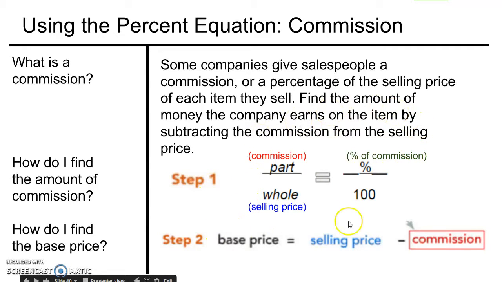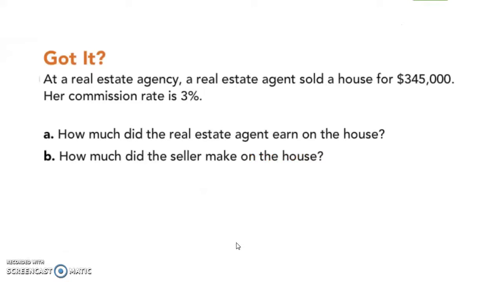Part over whole equals percent over 100. The amount of commission is the part. The selling price of the car or the house or whatever you've sold is the whole, and then percent over 100. But with this, we subtract the commission from the selling price of the item to figure out how much the seller gets to keep. So let's try an example.